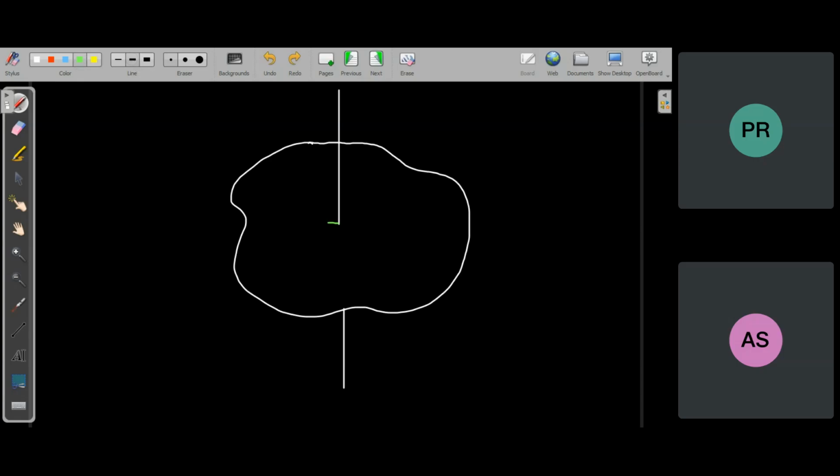Means if torque is coming in this direction, perpendicular to the axis, then it means that the component of torque about the axis is zero. If suppose the torque vector is in this direction, perpendicular to the axis, then what is the torque about the axis? Torque about the axis is zero.